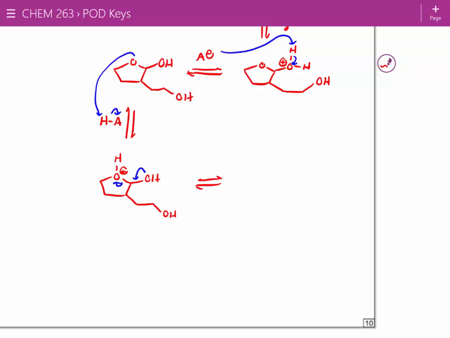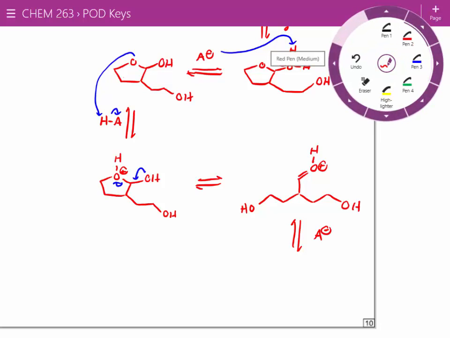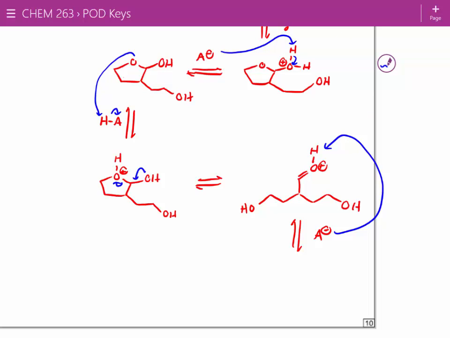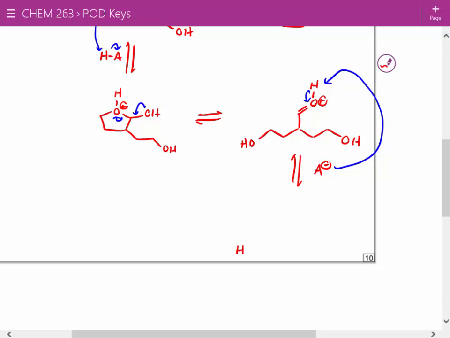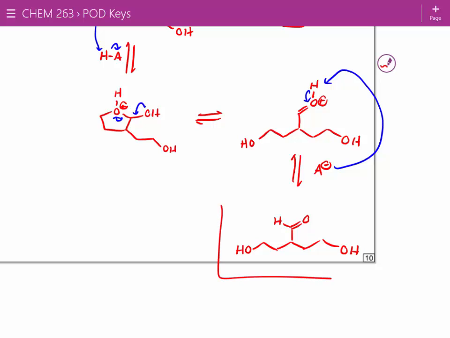And let's see. Now we're almost there. The very last step will be our conjugate base deprotonating the proton up here, kick down electrons, and we get to our final aldehyde. And I'll draw in the hydrogen just to emphasize the fact that it is an aldehyde.